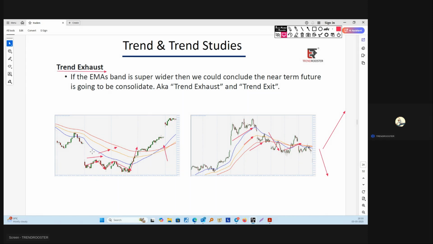This kind of information was not available with Ichimoku, RSI, Super Trend, MACD, or any other indicator in the trend studies that you do. You will not see that information. The quality of the trend property you will only see in the three moving averages or four moving averages. So far, clear?